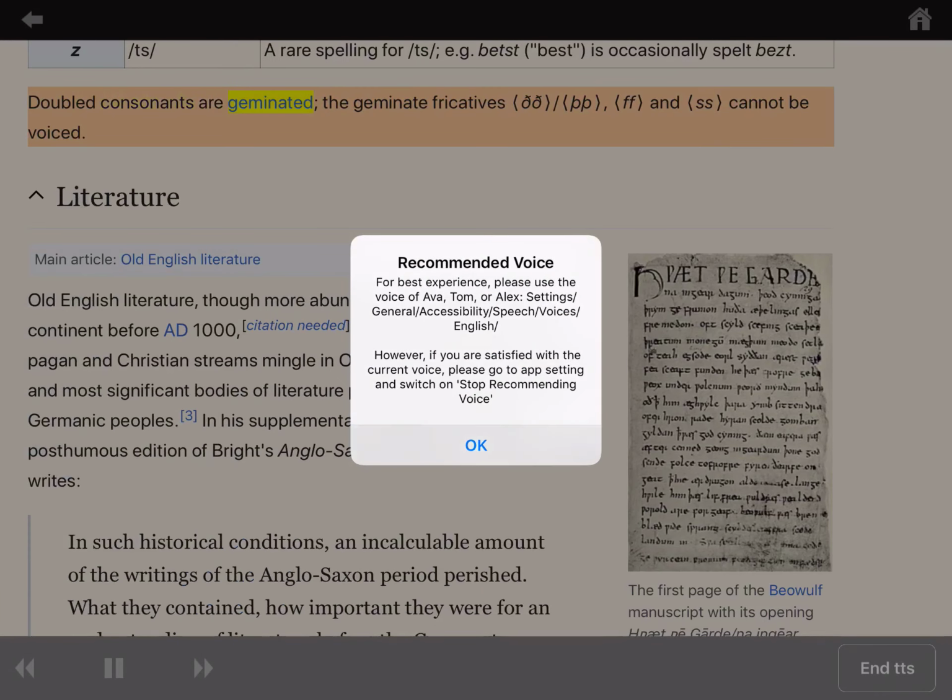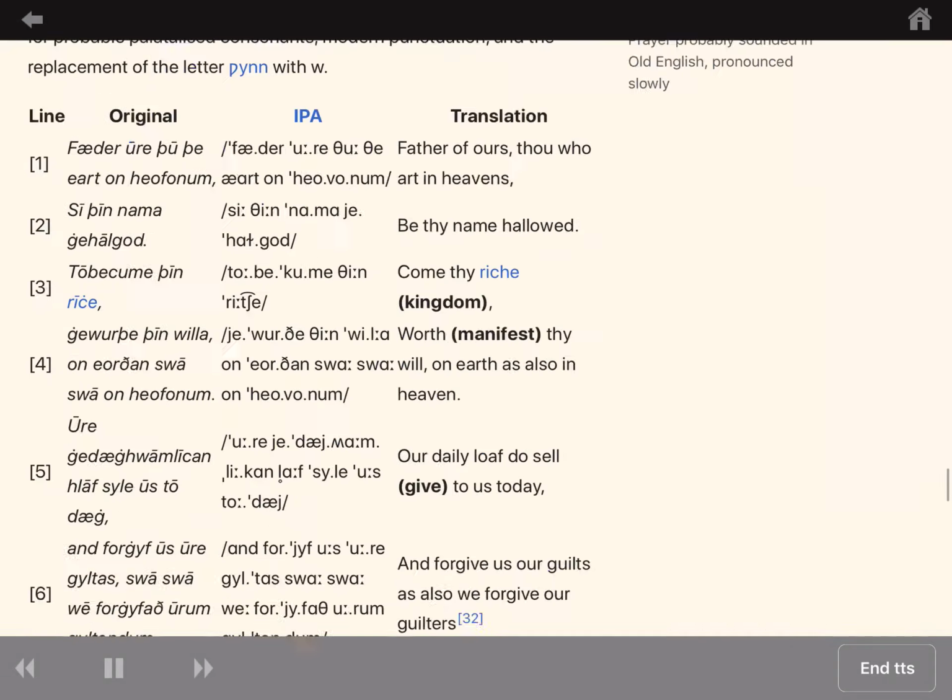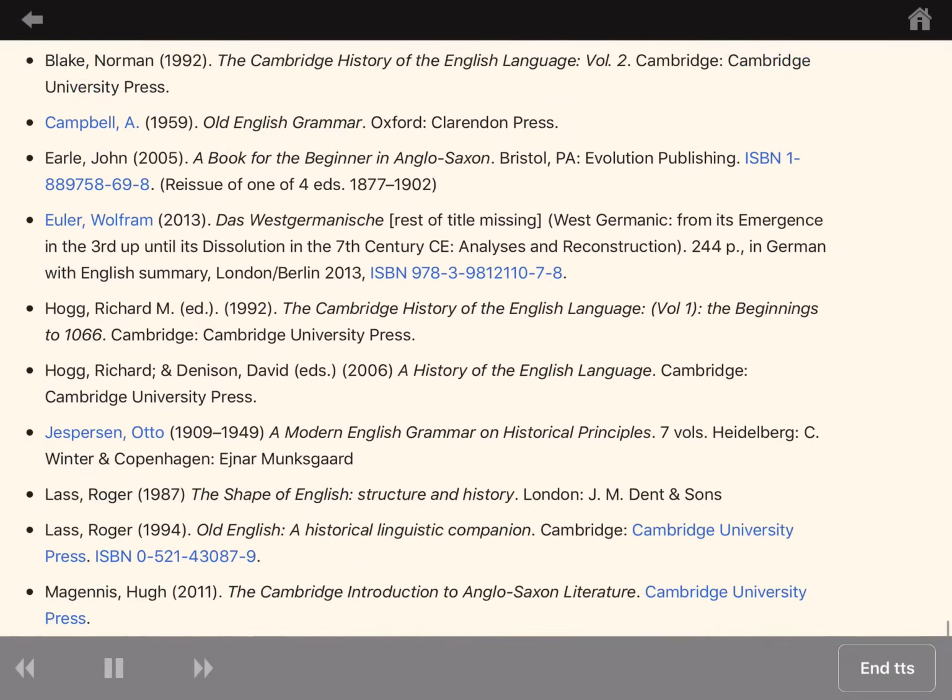Doubled consonants are geminated. The geminate fricatives, letter eth, letter thorn, FF and SS cannot be voiced.